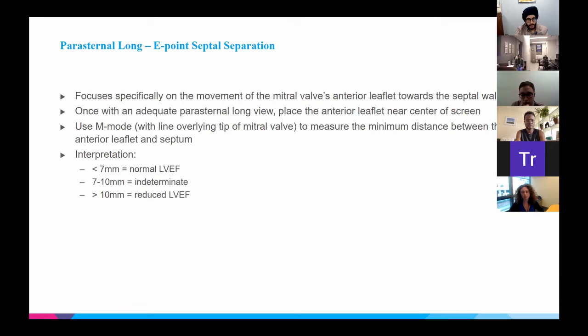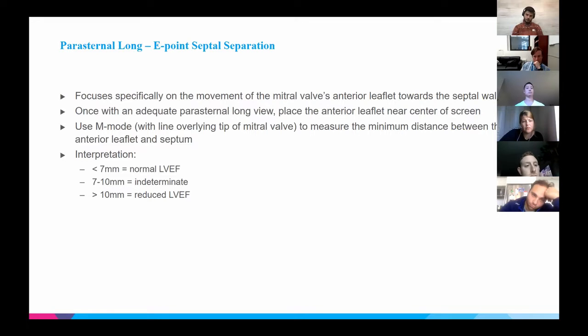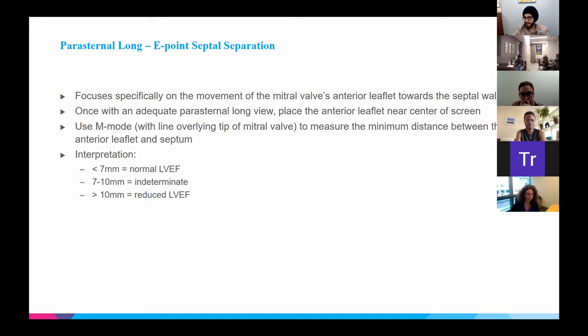And going along with focusing on the anterior leaflet of the mitral valve, we use the E-point septal separation, EPSS. What that's doing is focusing entirely on the mitral valve as it moves towards the septal wall. Once you have an adequate parasternal long view, you want to move the view slightly so that the anterior leaflet of the mitral valve is in the center of the screen. And then you're going to use your M mode, which stands for motion, with the line of the M mode at the level of the tip of the mitral valve.